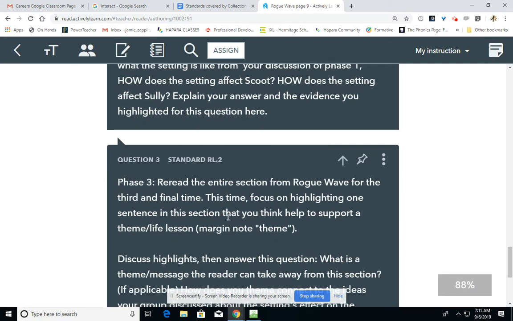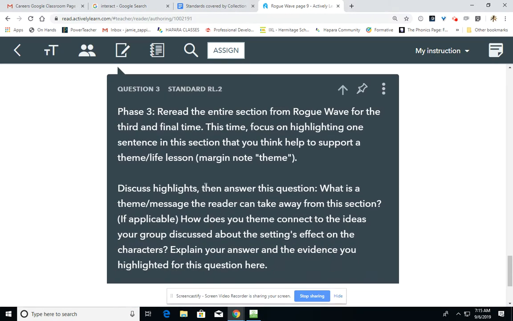For your third and final phase of your close reading, you're going to focus on highlighting one sentence in the section that you think helps to support a specific theme, message, or life lesson. You're not going to margin note what you think that message is, just write the word theme in the margin. After everyone finds a highlight that they think shows a theme, I want you to discuss what you highlighted. As a group, decide, is there a common trend? Did you all highlight the same thing? Or do you have different things highlighted, but do they all tie into the same common theme or message?